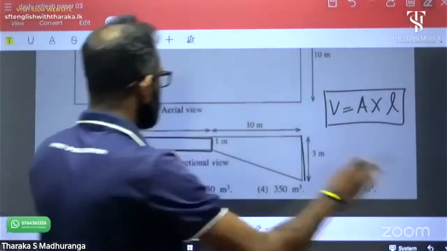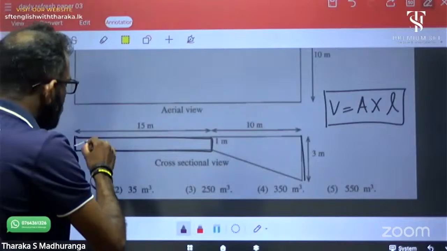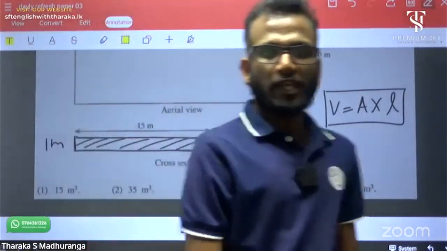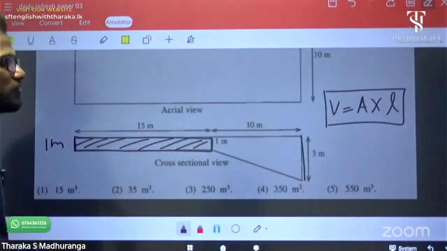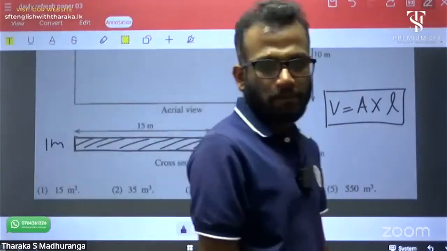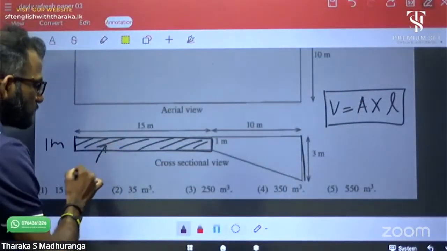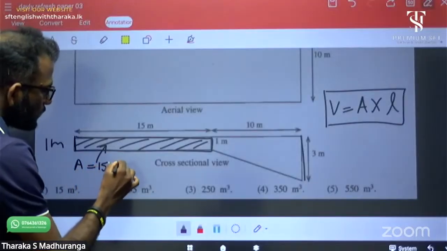Now first you can get this shaded rectangle area. What's the shaded rectangle area? It is 15 meters and 1 meter, 15 into 1, 15 square meter. This rectangle area is 15 square meter.